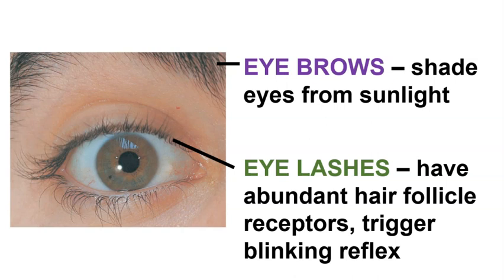Anything that touches the eyelash will trigger a blinking reflex, and this blinking is going to block small particles or small objects from making contact with the surface of the eye.